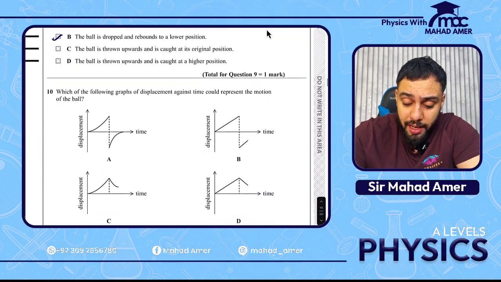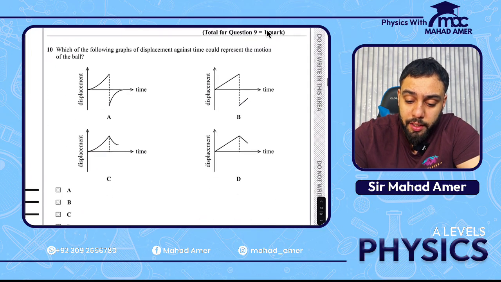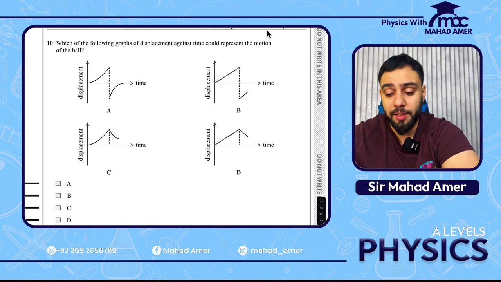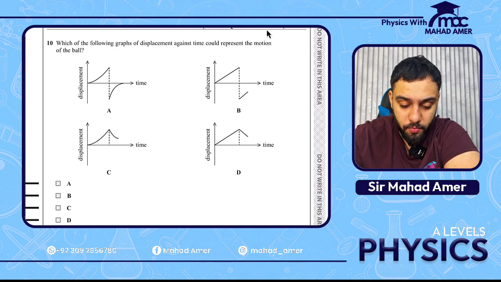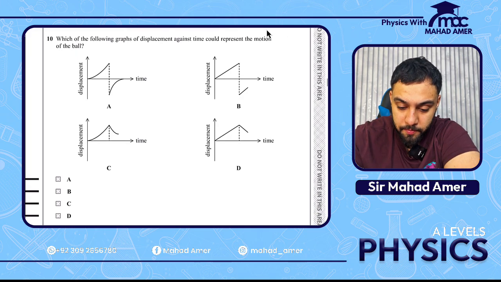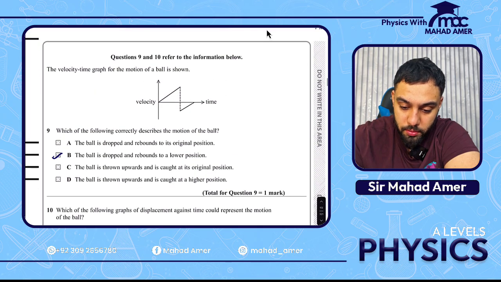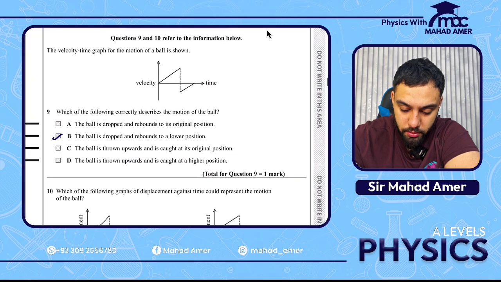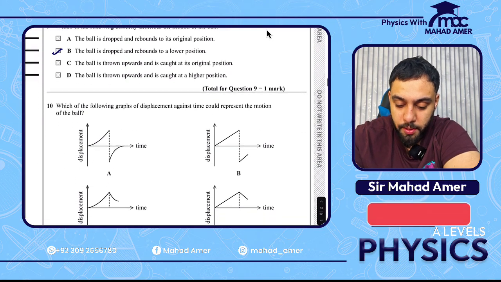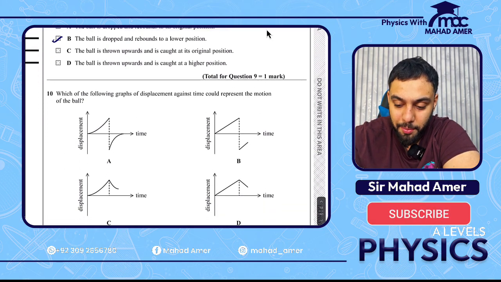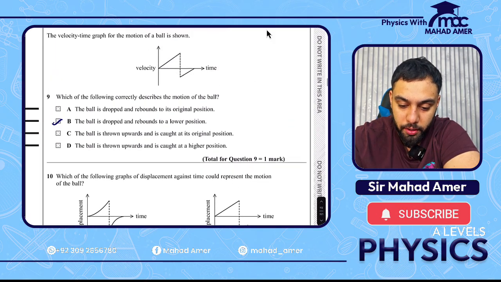Okay. Last but not the least, which of the following graphs of displacement against time could represent the motion of the ball? Okay. Which ball? This ball? All right. Which of the following graphs of displacement time could represent the motion of the ball? Okay, this ball.